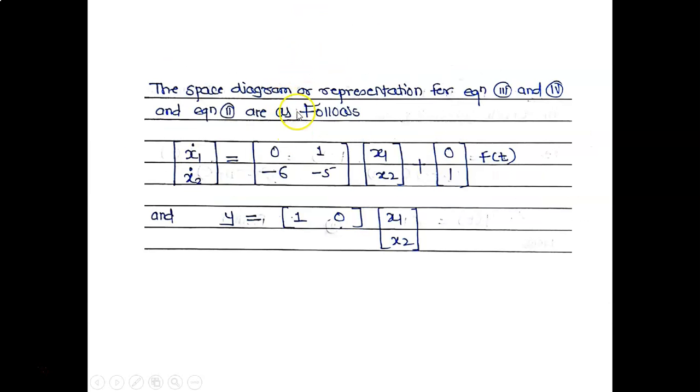The state space representation for equations 3 and 4 and equation 2 are as follows. Matrix of x1 dot, x2 dot is equal to matrix 0 1, minus 6 minus 5, times x1 x2, plus matrix of 0 1 times f(t), and y is equal to 1 0 times x1 x2.